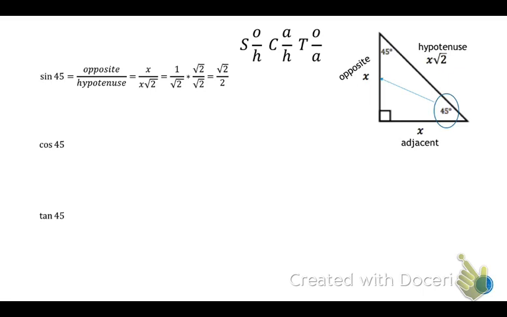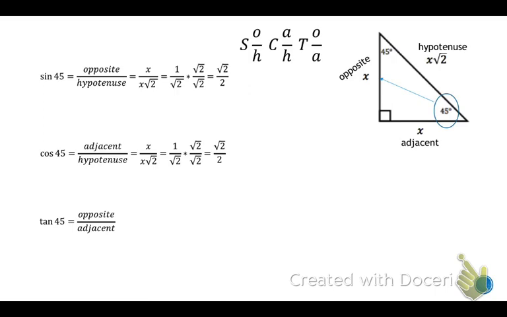Okay, let's do the same with cosine. Cosine is adjacent over hypotenuse, which is x over x square root of 2, which is the exact same thing as sine. So you still rationalize the denominator in the same way. Okay, tangent is opposite over adjacent, which is x over x, which equals 1.